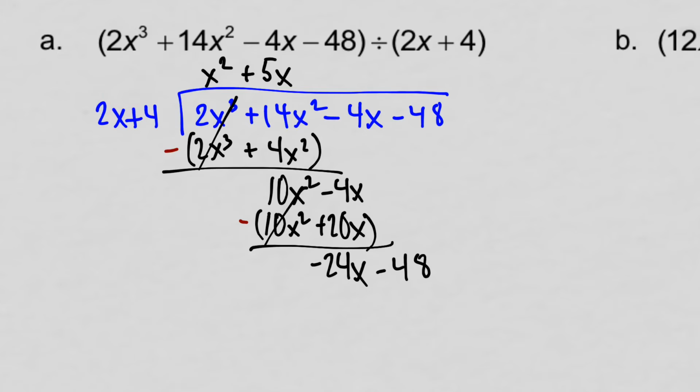2x times what gives you negative 24x? That should be negative 12, right? So minus 12 right here. Multiply the negative 12 times both of them. That's negative 24x. And negative 12 times positive 4 is negative 48. Oh, look at that. We're going to subtract that.